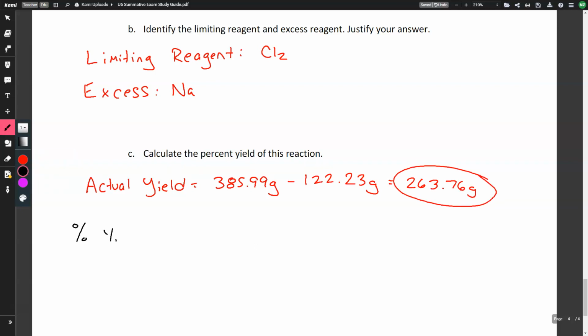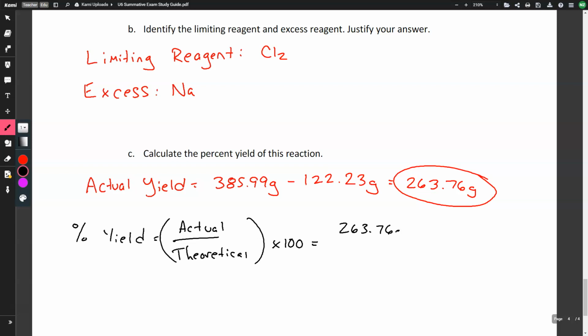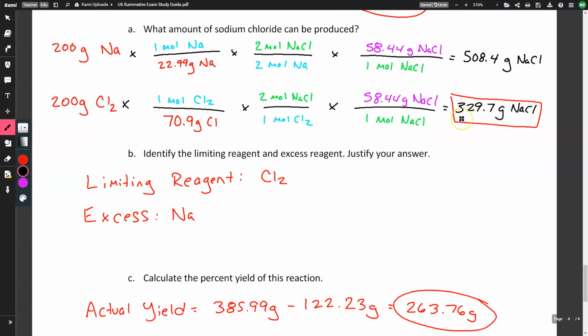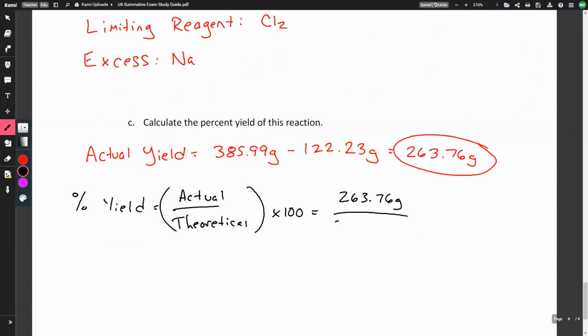Percent yield is actual over theoretical times 100. So actual, 263.76 grams. And then our theoretical, if we go back up here, the most that we can make is 329.7, times 100. We get 80%.